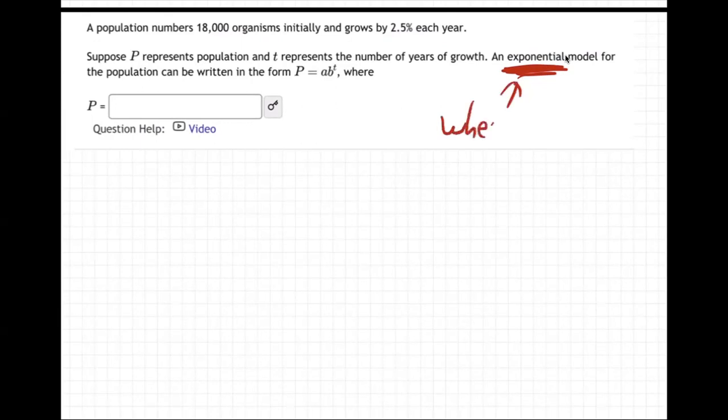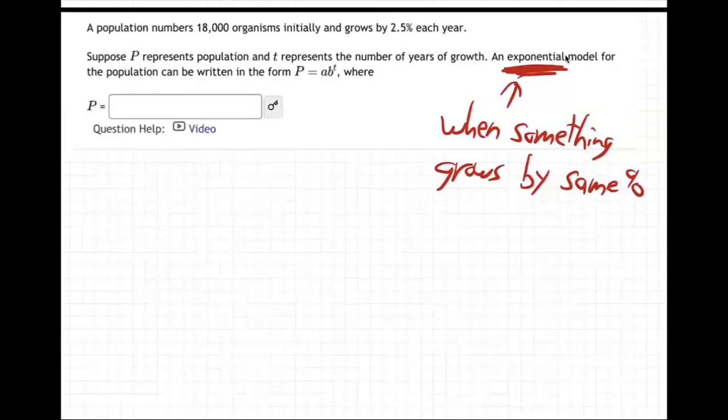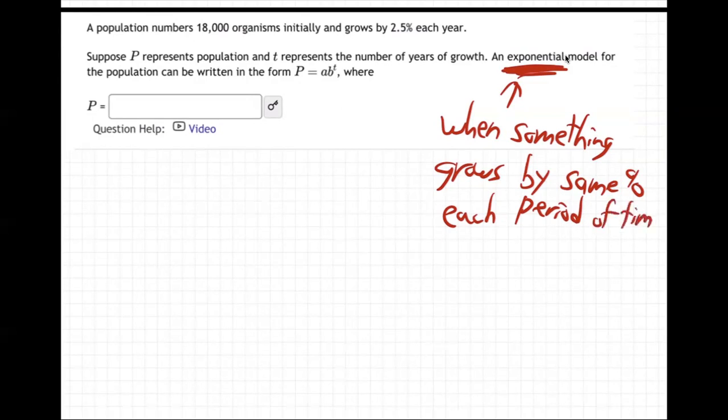So when something grows by the same percent each period of time, be it every year, every week, every whatever period of time, that's called exponential growth. And also if it shrinks, we call that exponential decay. So this is exponential when you grow by the same percentage every year. So how do we do this one?